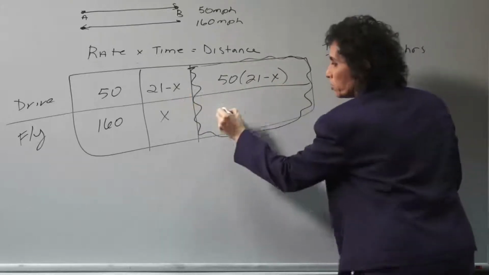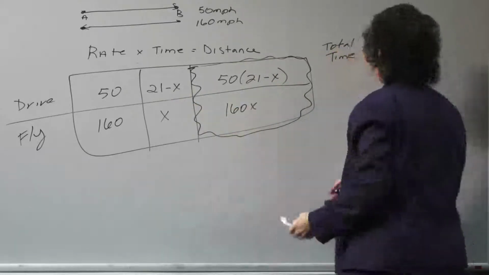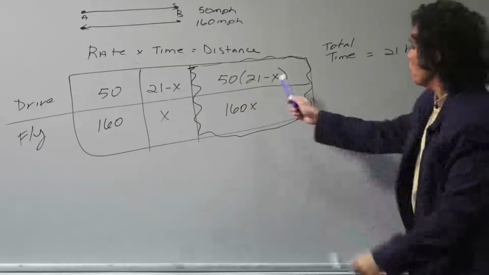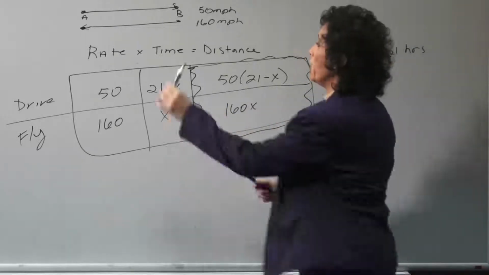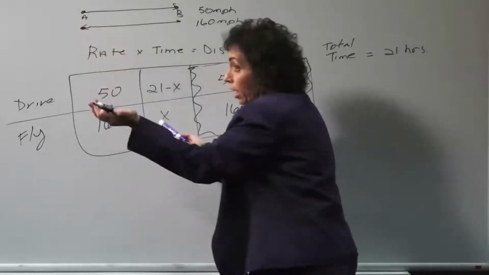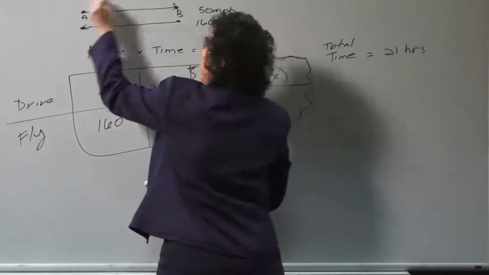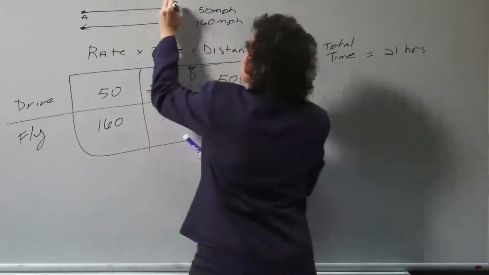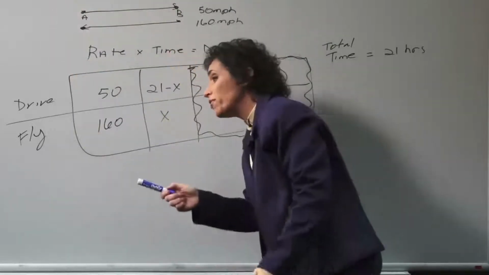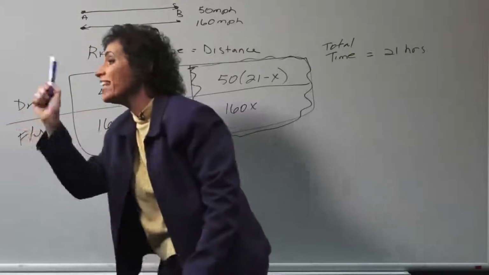Rate times time is distance. So now I need my equation to be written by distance. Well, what do I know about my distance? Remember what happened: I leave town A, go to town B, but take the same route, that's what we had to assume, the same route back. So what do I know about distances? I know my distances are equal.